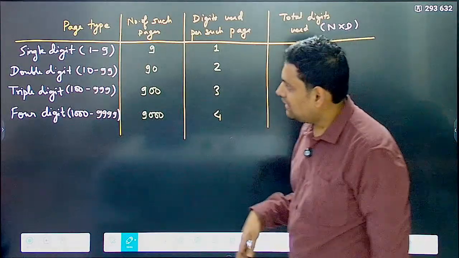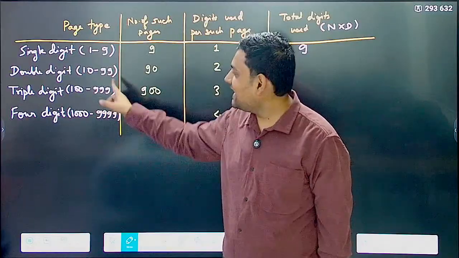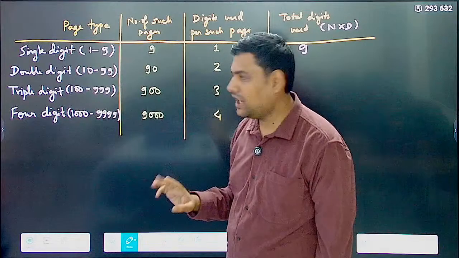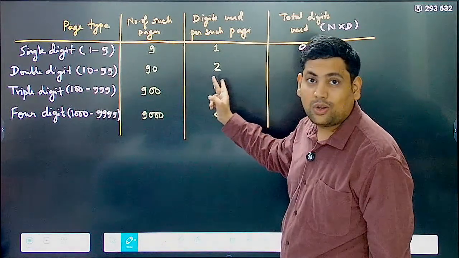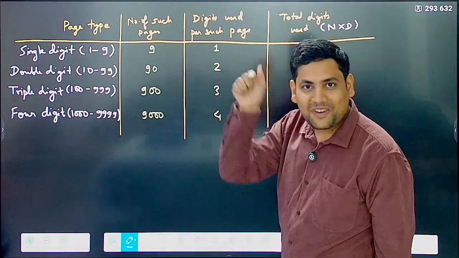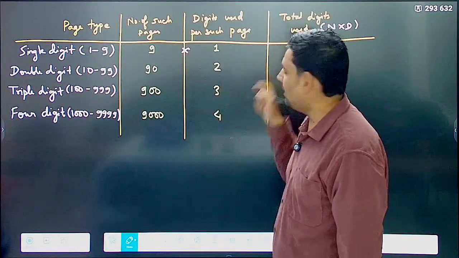Then let's see the double digit numbers, that is 10 to 99. How many numbers? 99 minus 10 is 89, plus 1 is 90. Correct? And you have to press 2 keys for each of these numbers. For example, 10 is 1, 0, and 11 is 1, 1. So like that. So there are 90 numbers.